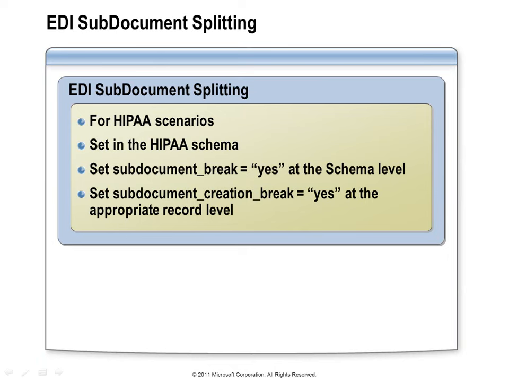And when you get into the HIPAA scenarios, the HIPAA schemas have the ability to set up what's known as a subdocument break. So at the schema level, you first have to call out yes or no, I want to do subdocument breaking. And then at the appropriate record, you can indicate whether or not that's a place where the break can happen. Do I want to create breaks at this particular point? So it's kind of a two-step process here. But again, this is functionality brought over from the accelerators to enable the subdocument splitting, which is common with these HIPAA schemas.